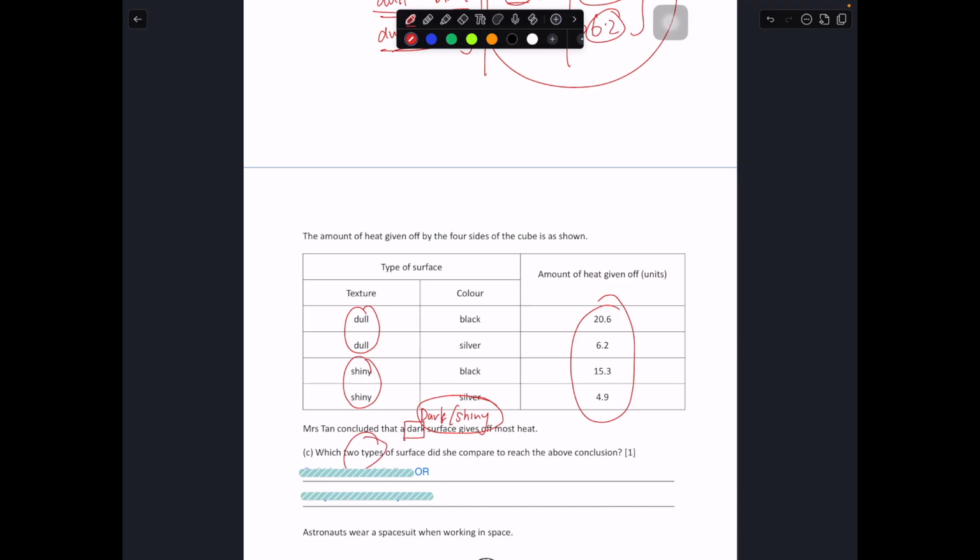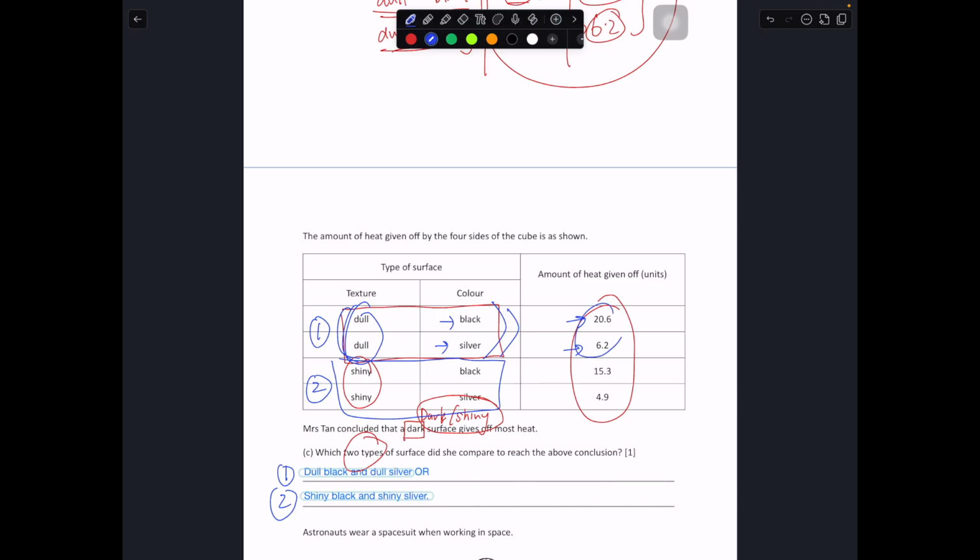That means, which are the 2 surfaces? You must choose the 2 surfaces where it is both dull or it is both shiny. So this one is one answer, this one is the second answer. It must be one set. So what I mean is that the first answer can be dull black, dull silver. It cannot be dull black, shiny black. It must be dull black, dull silver, or shiny black, shiny silver, because with the texture being fixed at dull, then you can compare if the color did indeed make any difference in the amount of heat given out by these surfaces through their color only.